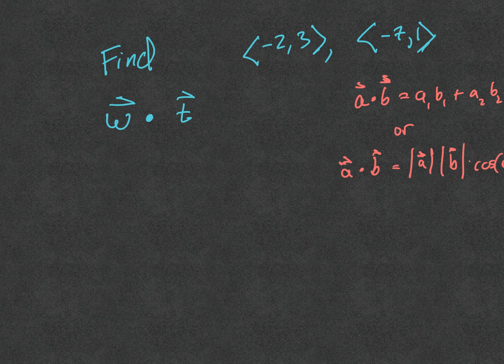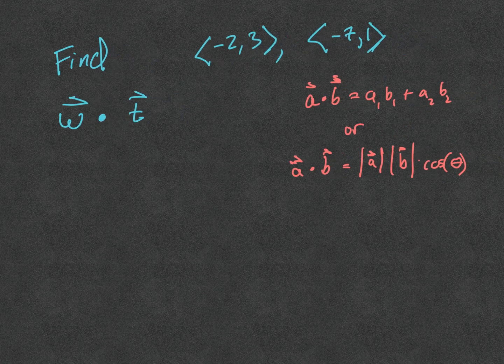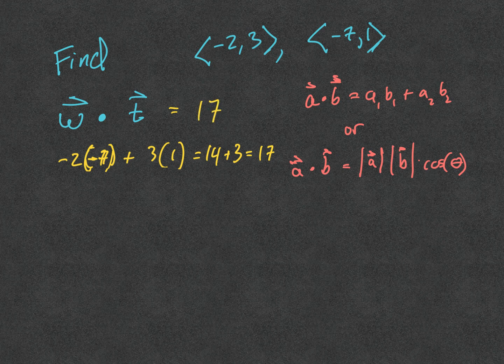So in our case here, for these two vectors, it would be -2 times -7 plus 3 times 1. So it'd be 14 plus 3, or 17. So the dot product of those two will just give me a number.